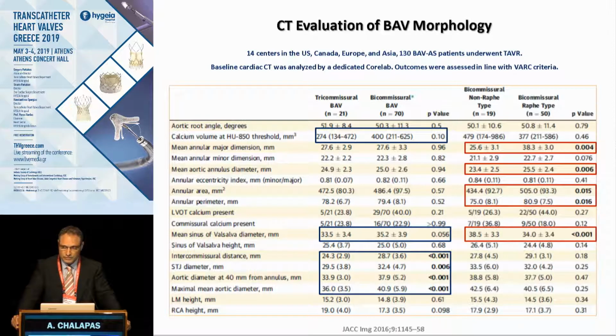Here is a very interesting slide showing the different anatomical and morphological discrepancies between the different types of bicuspid valve. When we compare the functional bicuspid valve and the tricuspid valve, we see that the bicuspid valves are characterized by larger anatomies at the level above the annulus and by more calcium volume. And when we compare the bicommissural true bicuspid valve according to raphe and non-raphe type, we see that the raphe type is characterized by larger anatomy at the level of the aortic annulus. However, at the level of the sinuses, we see that it's exactly the opposite.